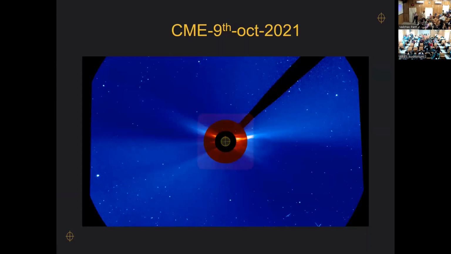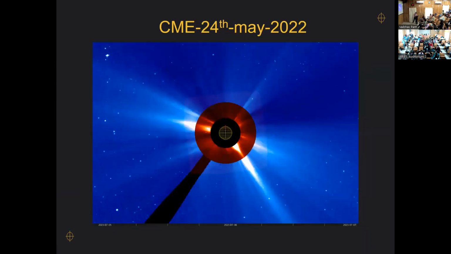Three parts of the CME: leading edge, cavity, and core. In the second video, we have to detect the CME at a particular angle.